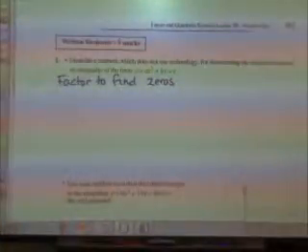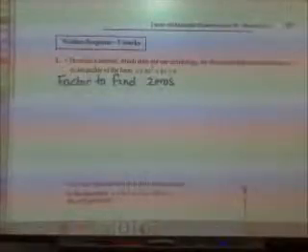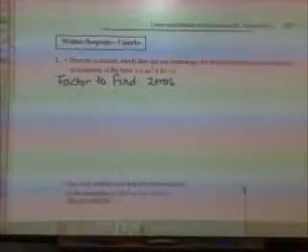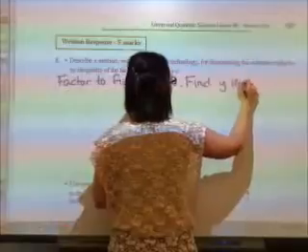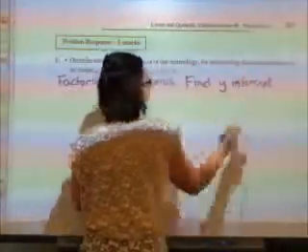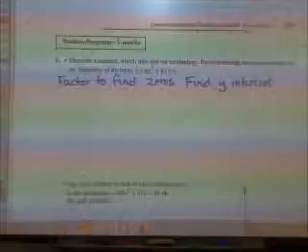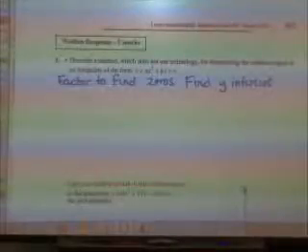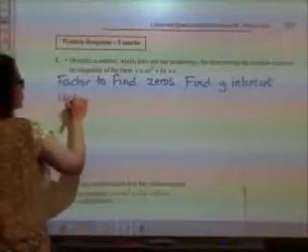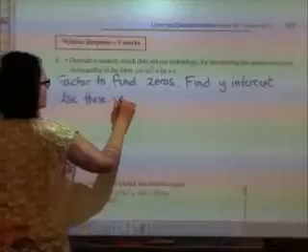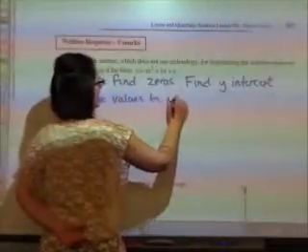Okay, what else would I need? What else would I want to know besides the zeros? What other part do I like you to label on a quadratic? So the zeros are the x-intercepts, and then find the y-intercept. That will allow me to sketch the quadratic. Okay? So use these values to sketch the quadratic.